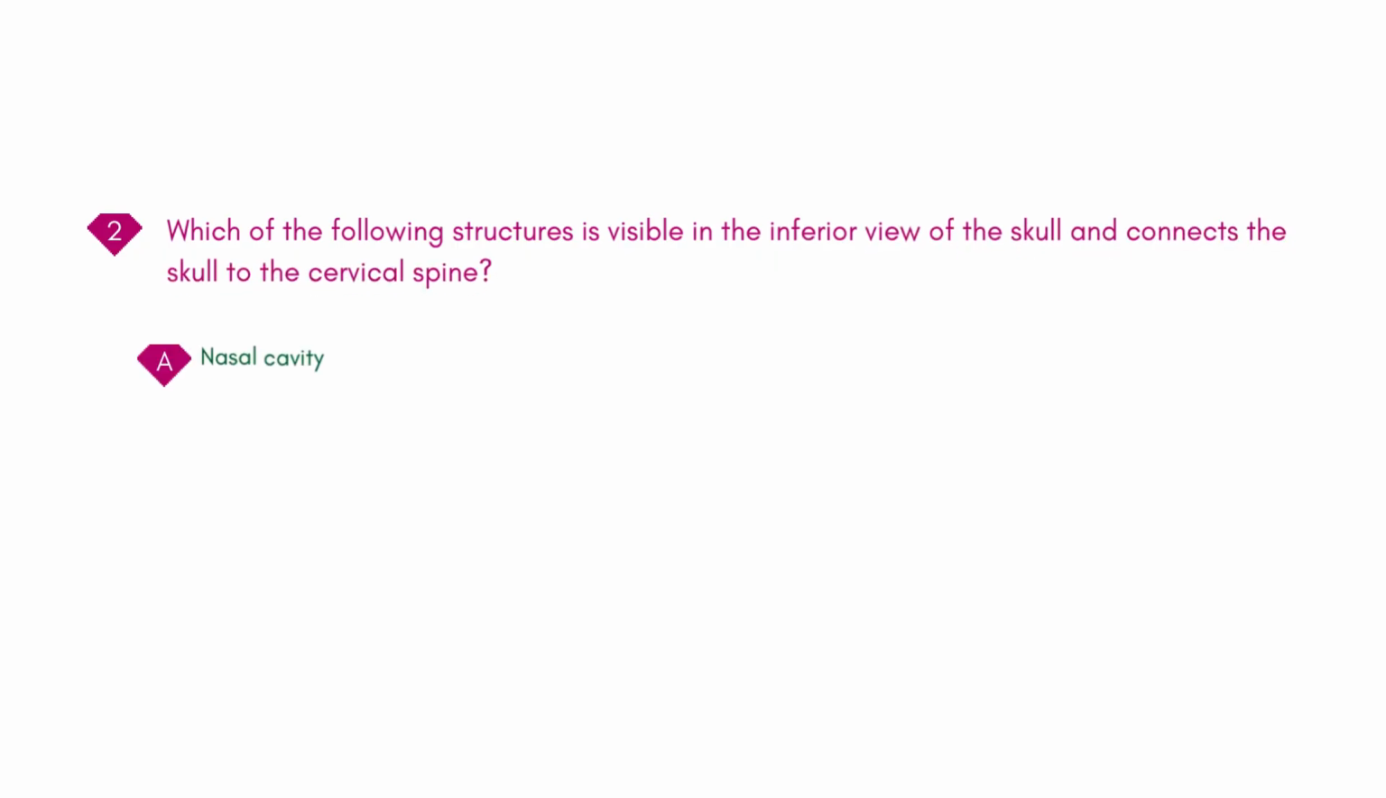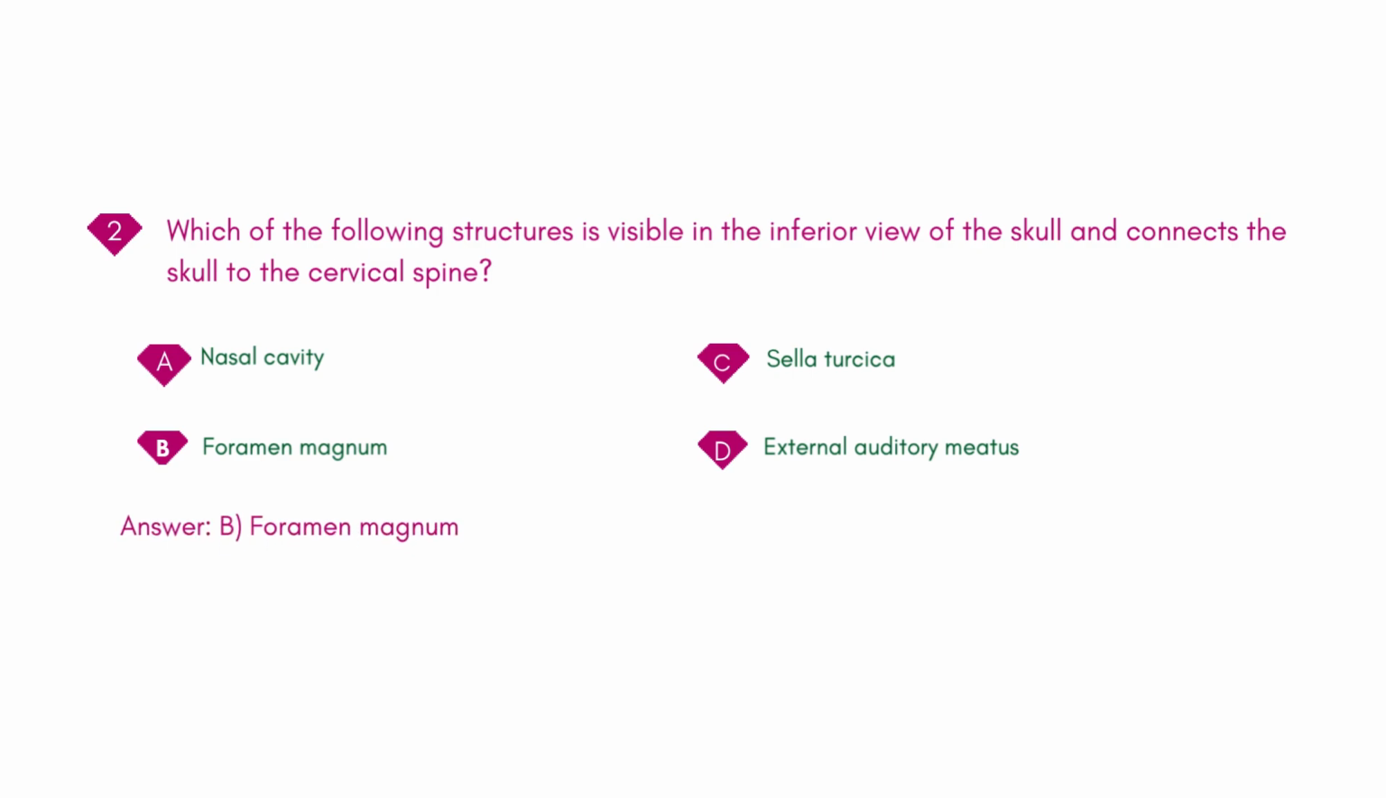Which of the following structures is visible in the inferior view of the skull and connects the skull to the cervical spine? A. Nasal cavity. B. Foramen magnum. C. Sella turcica. D. External auditory meatus. Answer: B. Foramen magnum.